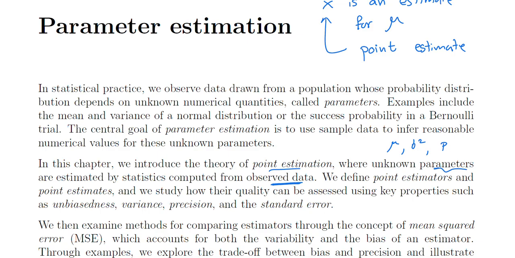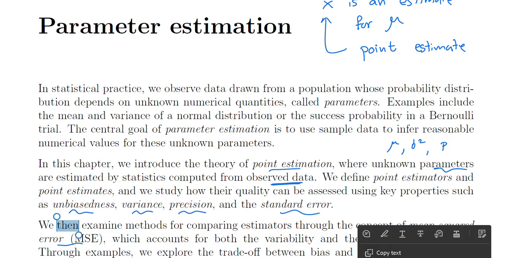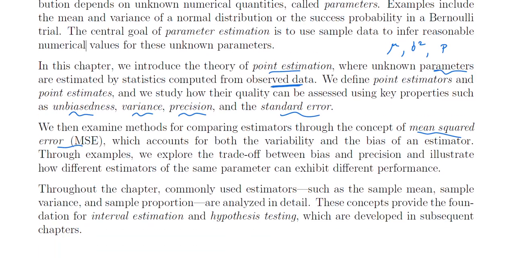Okay, so the next thing we need to do, once we come up with the point estimate, is to tell how good or how bad it is, or some sort of accuracy of it. To talk about accuracy, there are a few different terms we can use. One is the bias, variance, the precision, the standard error, or the mean square error. So we're going to learn about them, which tells how good these point estimates are.